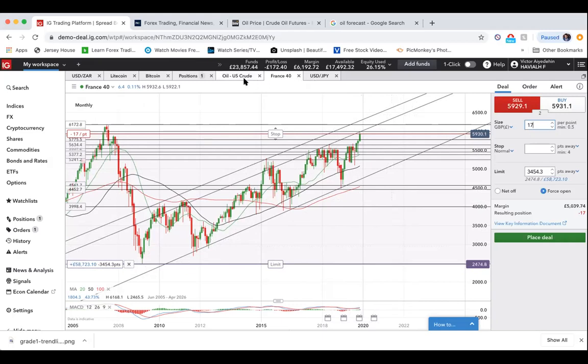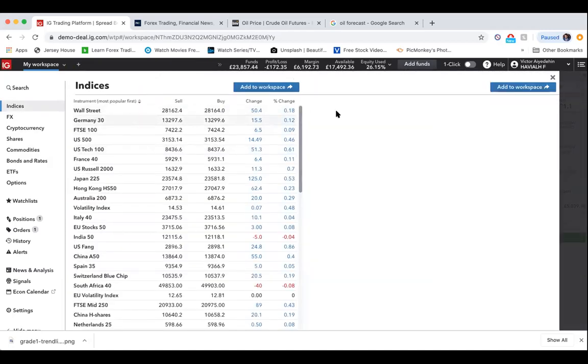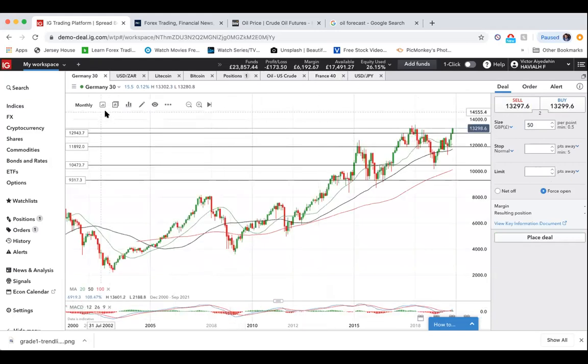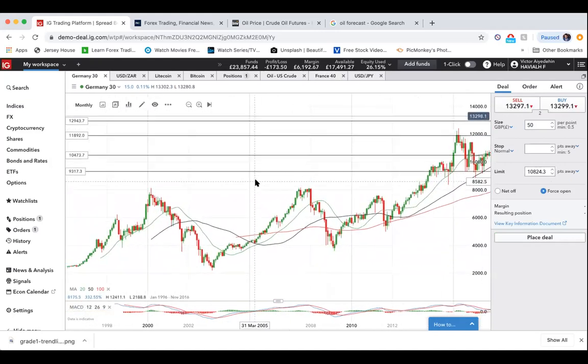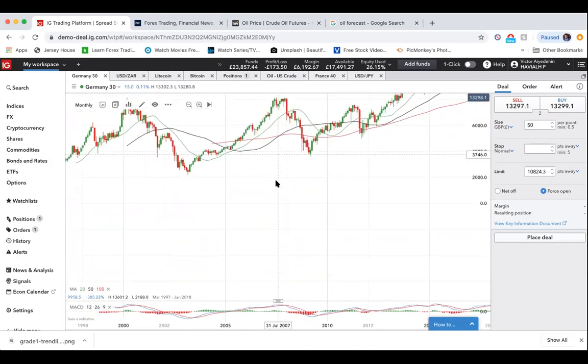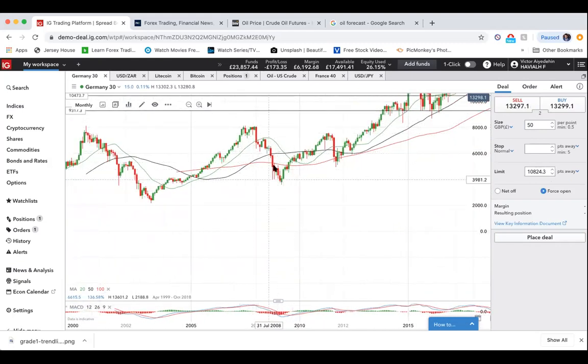If I go to German 30 now, if I open German 30, so indices, I know I said I wanted to take some trades, but I want to show you this. So monthly, yeah. So look, this is the same crash there. This is between, it's blocking my view now. Yeah, this is the 2008 crash. Can you see it? Yeah.